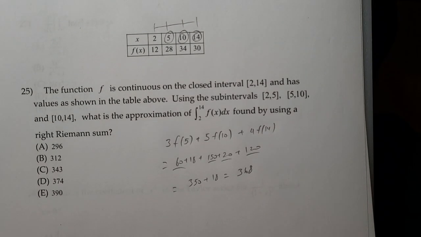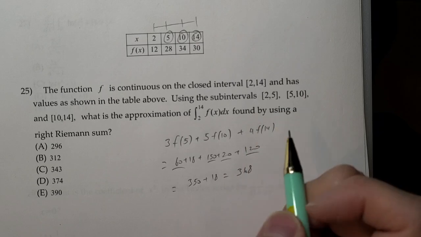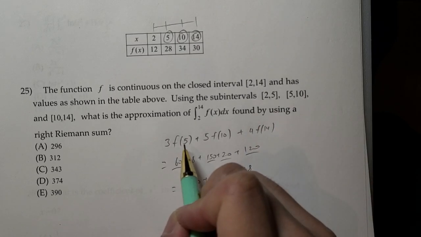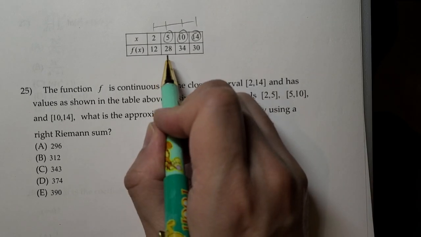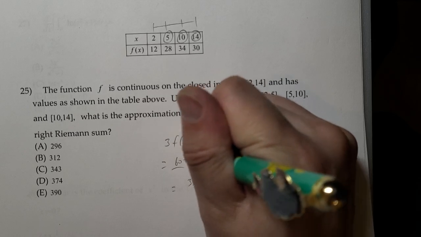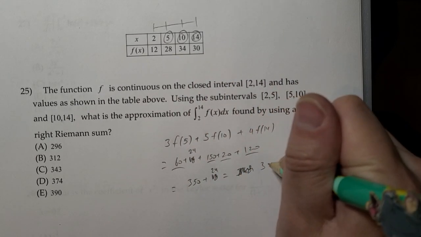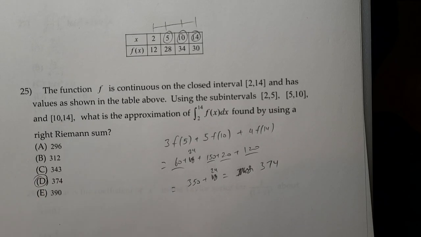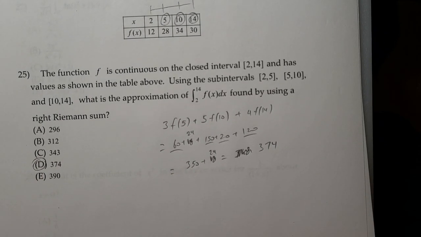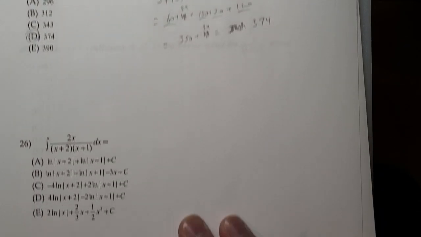I don't quite get that. I probably made some math error somewhere. 3 times f of 5, 60 plus 24. So this is 374. Oh, that's a choice. Did I get it right? There we go. Okay, sorry for the simple math error there.